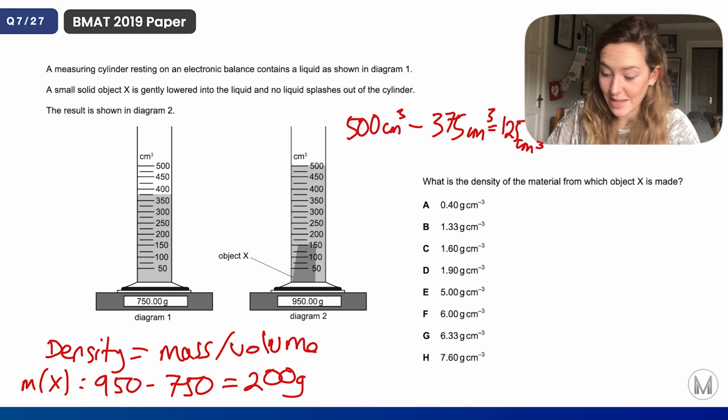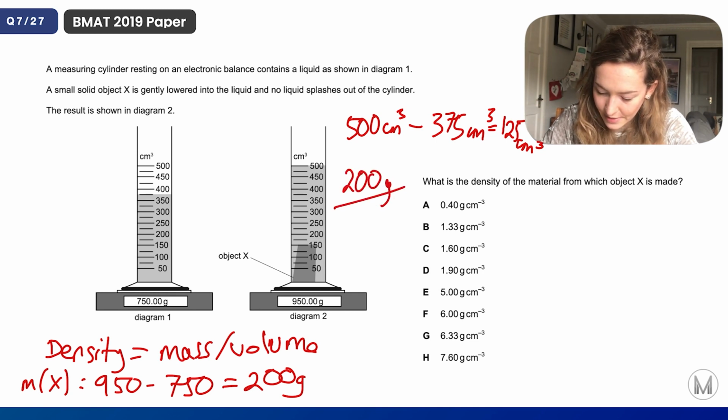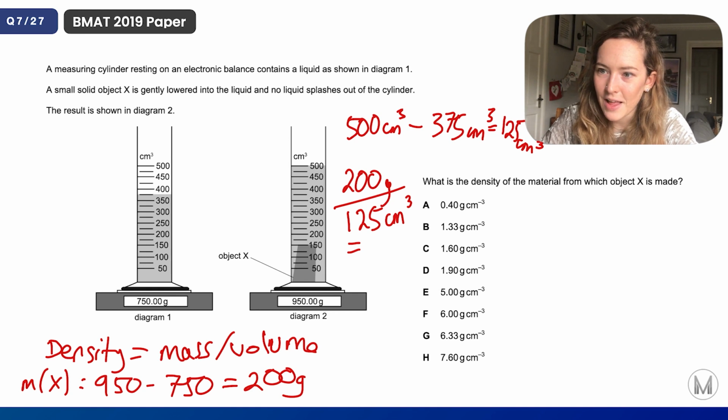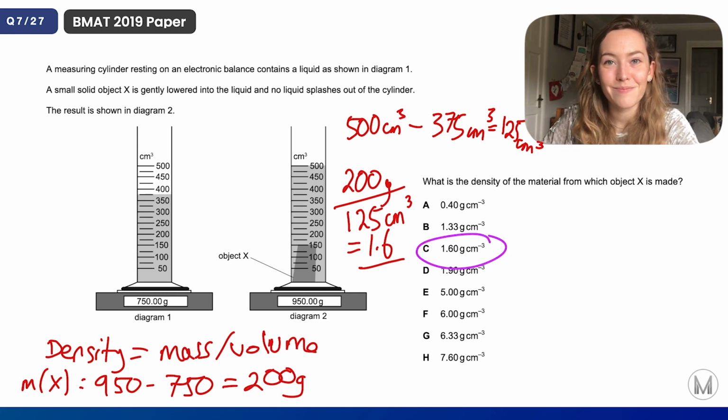So inputting those into the density formula, we are going to have our mass of 200 grams divided by our volume of object X, 125 centimeters cubed, and that's going to give us an answer of 1.6 grams per centimeter cubed. So our answer is C.